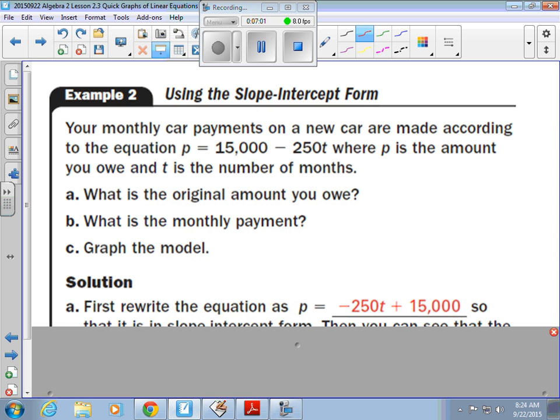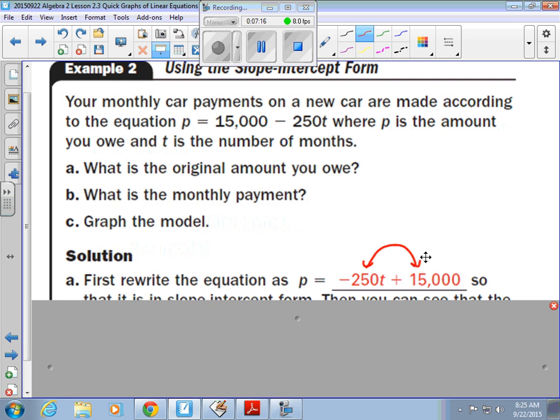So as you look at this equation, notice the first thing that's done is it's rewritten as mx plus b, or mt in this case plus b. So the questions ask you, what is the original amount you owe? How much did your car originally cost? 15,000. 15,000 is how much the car cost.